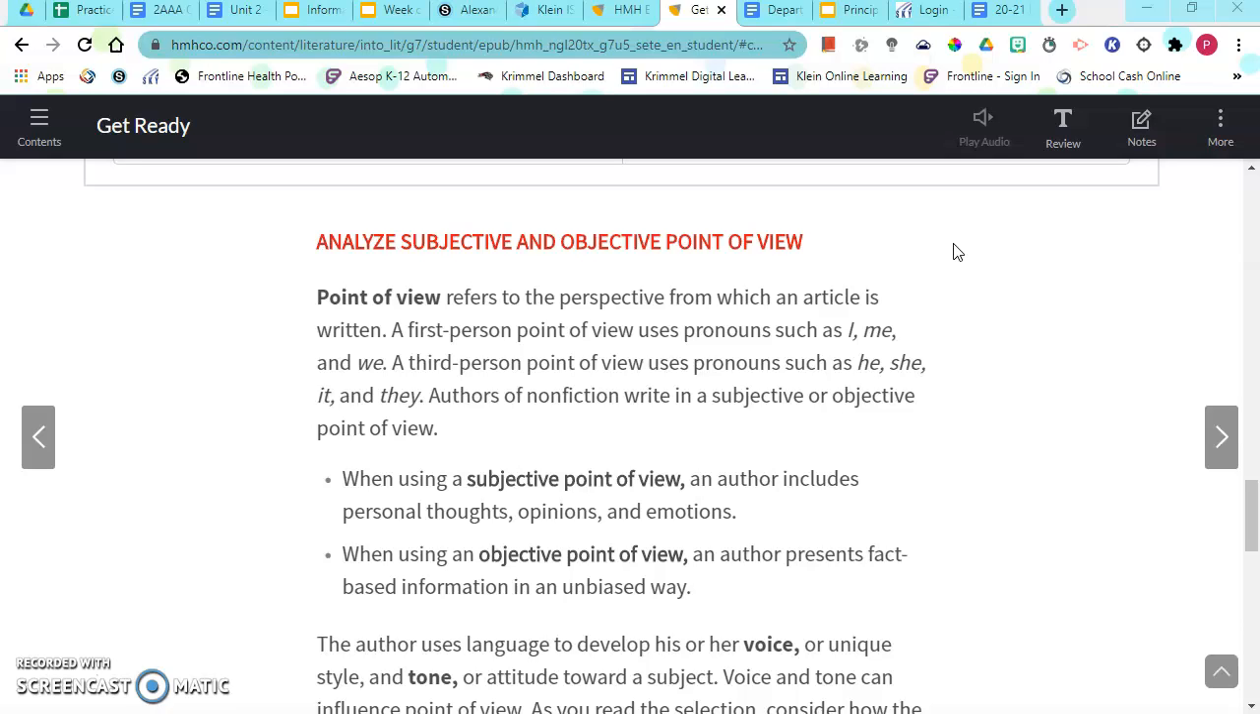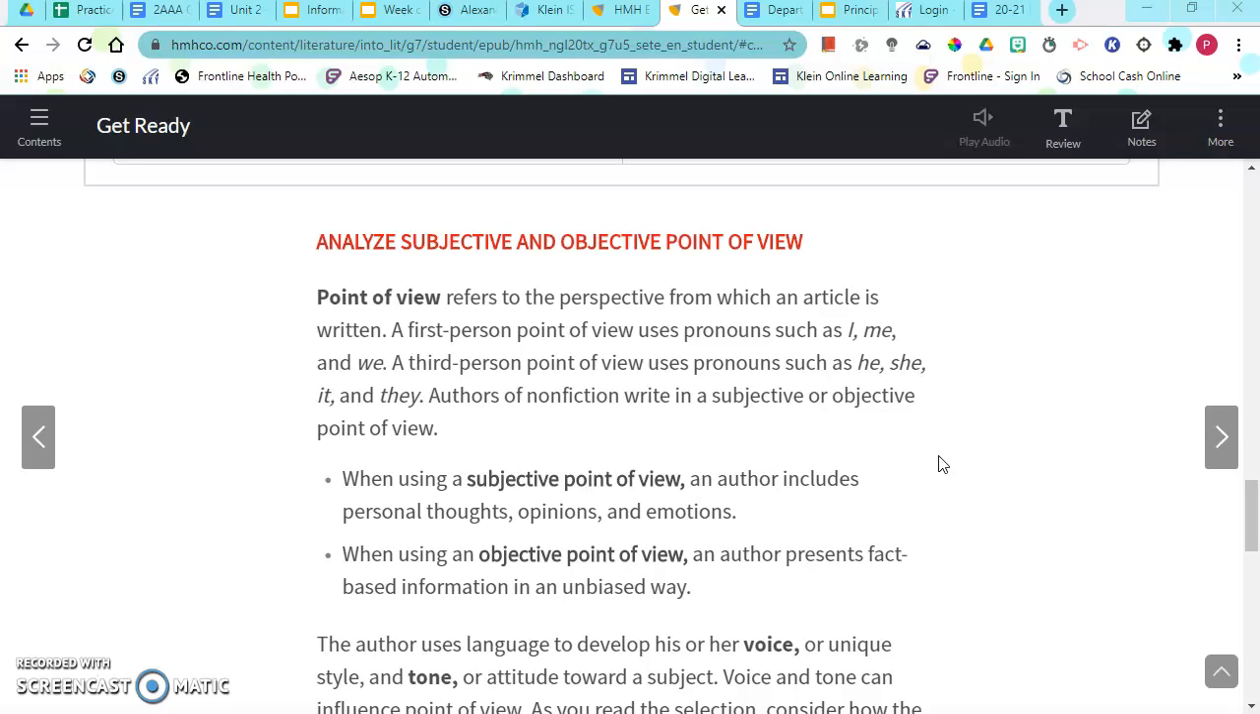Authors of nonfiction write in a subjective or objective point of view. When an author is using a subjective point of view, they include their own personal thoughts, opinions, and emotions. This can lead to bias because they are sharing their feelings, which can influence a reader. When an author is using an objective point of view, the author presents only the facts. They are sharing the information with you in an unbiased way.